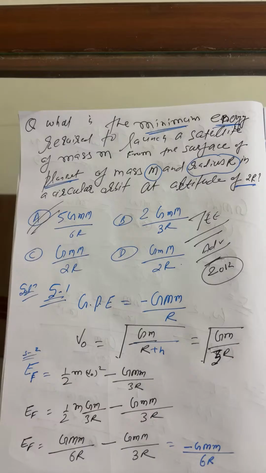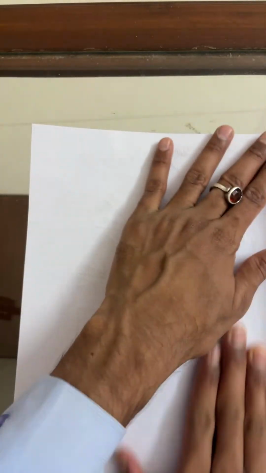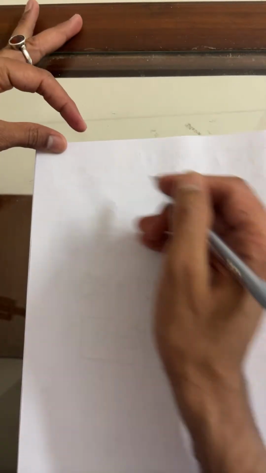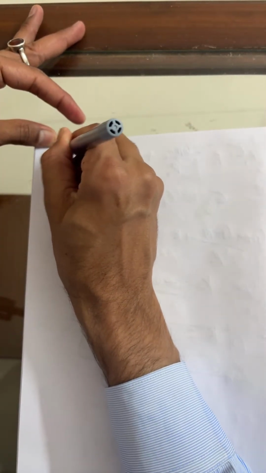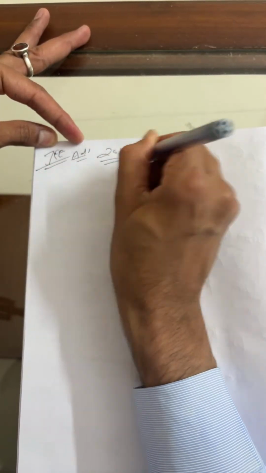What is the next question? Just give me a second. Oh no, it's a system of particles. Yes, the next question is again for Advanced. This is JEE Advanced 2017. Right. So what does the question say here?